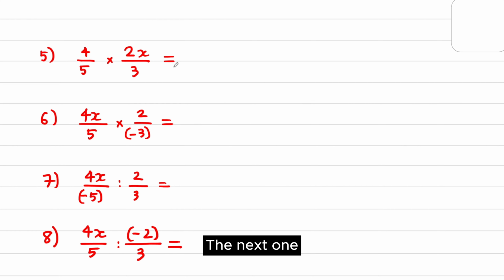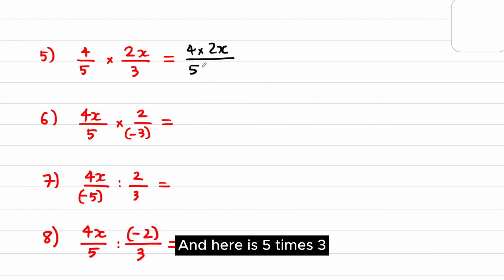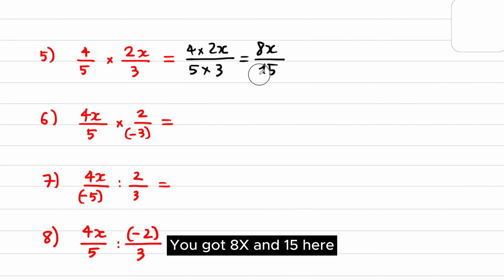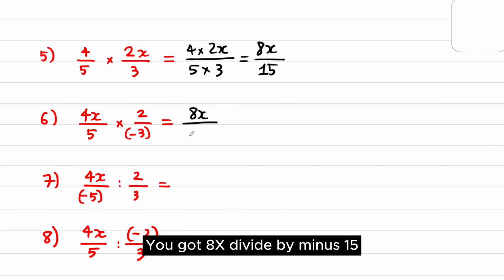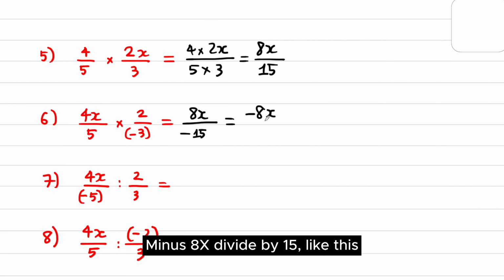The next one I will write down here is 4 times 2x and here is 5 times 3. You got 8x and 15 here. About this one, you got 8x divided by minus 15. So you can move the minus in the denominator to the numerator: minus 8x divided by 15, like this.